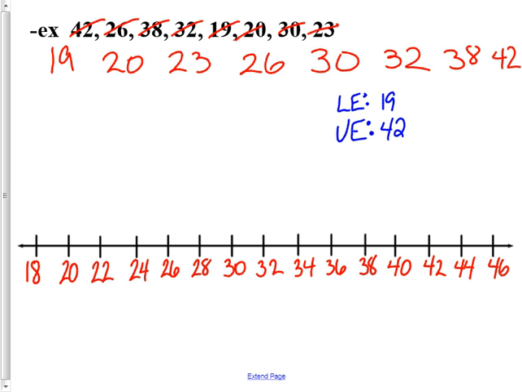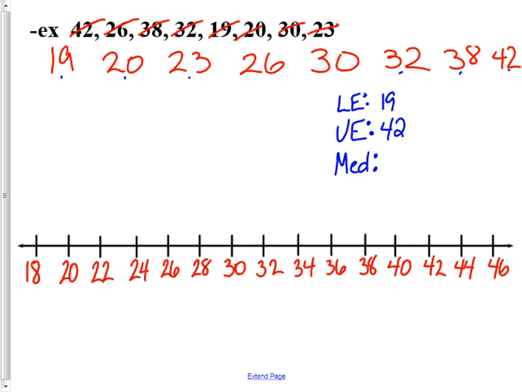The next thing we look for is the median of the data. So our median, we would say, well, it's not 19 or 42. It's not 20 or 38. So we're working our way in, not 23 or 32. And we would say not 26 or 30, but if it weren't those two, well, then there wouldn't be anything left for it to be.